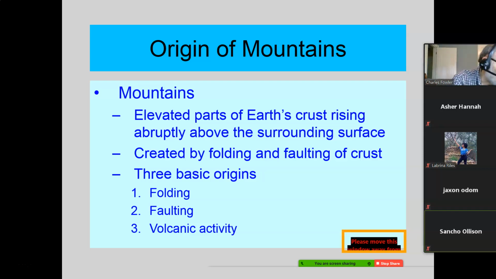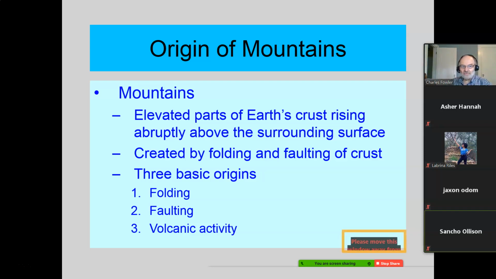So we're just beginning on page, we're in chapter 19, Building Earth's Surface, 19.4, Origin of Mountains. We're just starting that on page 493 if you got the big book, or 1913 if you got the smallest book. And we're looking at mountains, three basic origins: folded mountains, faulted mountains, or volcanic activity. Okay?